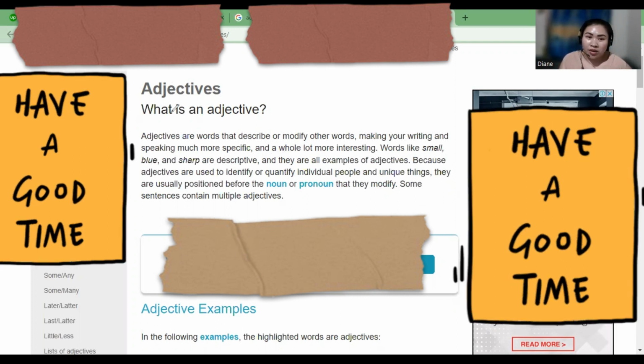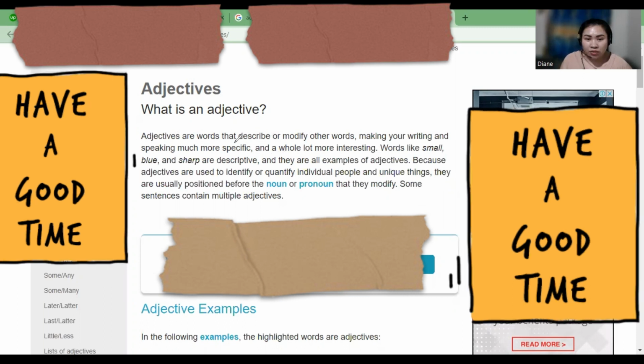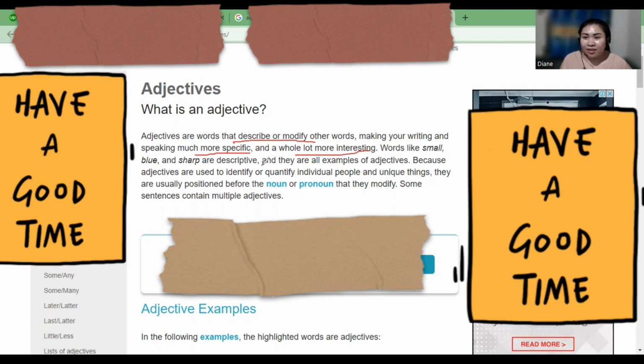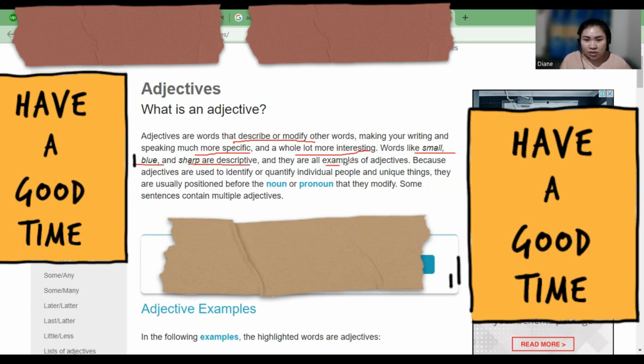Now we're going to start with what is an adjective. An adjective is a word that describes or modifies other words. Take note of this: describe or modify other words, making your writing and speaking much more specific, and a whole lot more interesting. Words like small, blue, sharp are descriptive, and they are all examples of adjectives. Take note of that.